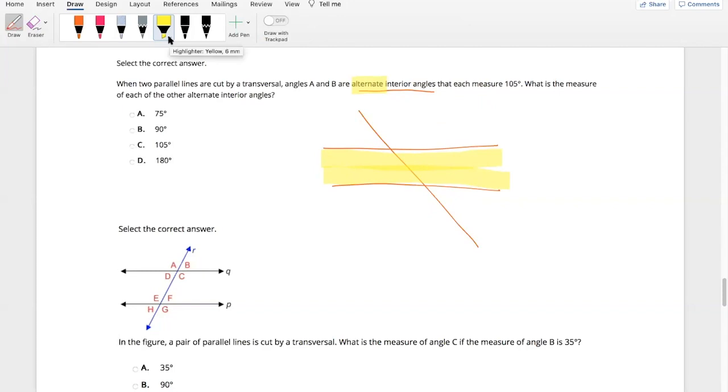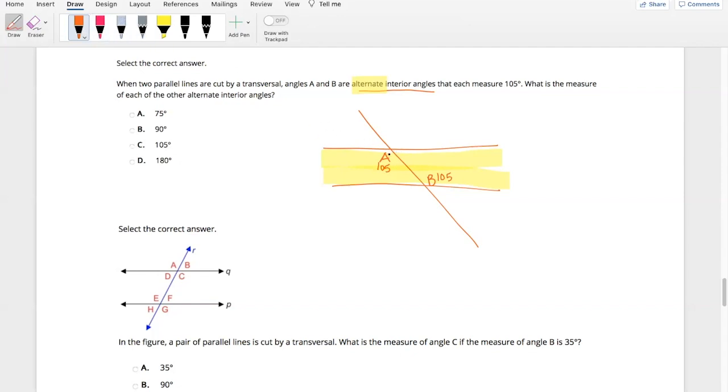So if I set up angle A and B as alternate interior, they're inside the parallel lines, but on opposite sides, alternate sides. And we know that those each measure 105. So we know that's 105. And that one's also 105. Alternate interior angles are congruent as well. What is the measure of the other alternate interiors?